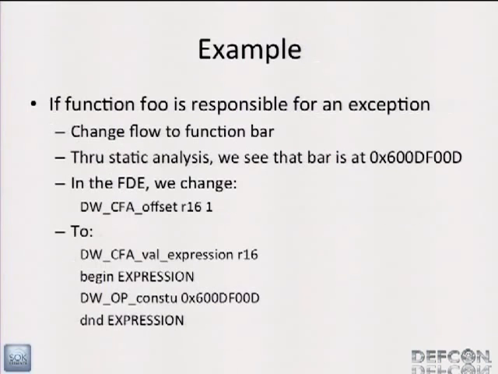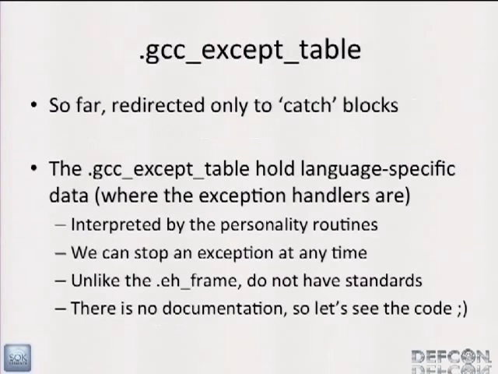It's Turing complete. So if we've got some function responsible for handling an exception, and we decide, hey, wait a minute, we want this other function to handle the exception instead, we can just set up the DWARF instruction in an FDE to, instead of reading R16, the program counter register, from the stack, set it to some hard-coded value, and then the unwinding will proceed to the function we wanted it to.